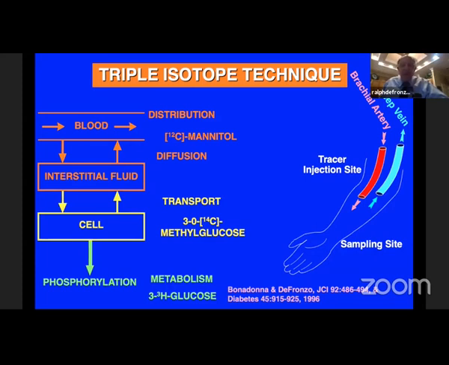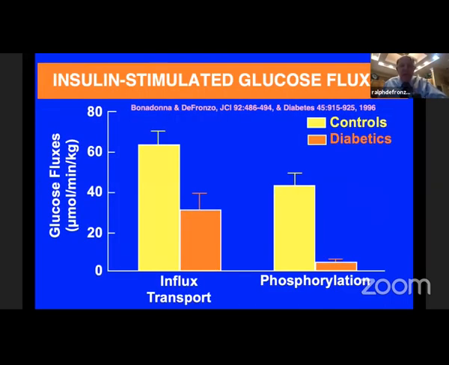And then the third tracer is tritiated glucose. And it does everything that 3-O-methylglucose does, but in addition, it gets metabolized. So it's actually providing us a measure with phosphorylation. So you can take these washout curves and you can model them, and you can come up with rates of flux into the cell. And you can see that transport into the cell in the people with type 2 diabetes is markedly reduced. And then to the right, you can see that phosphorylation is almost obliterated.